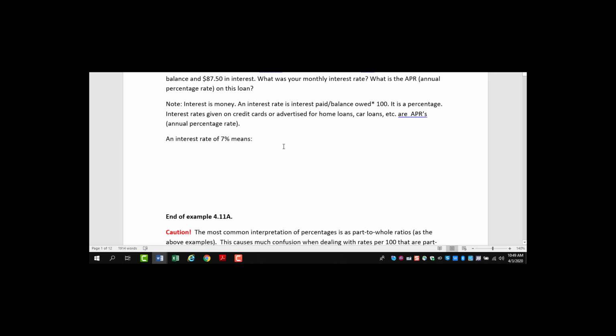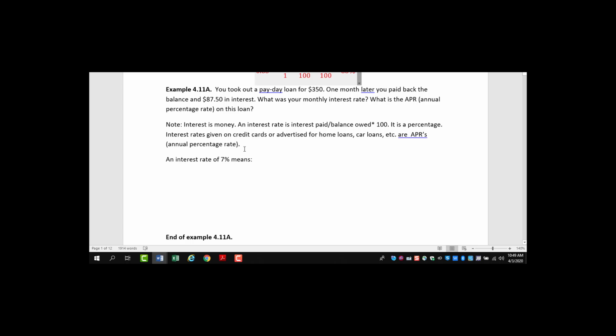All right, so here's an example that we'll go through. You took out a payday loan for $350. One month later, you paid back the balance and $87.50 in interest. What was your monthly interest rate? And what is the annual percentage rate? That's what APR means. You see that everywhere.